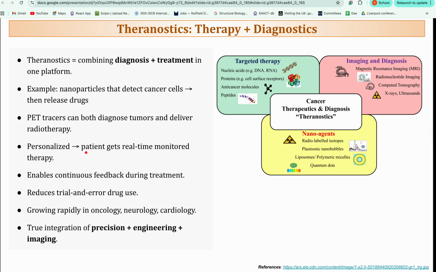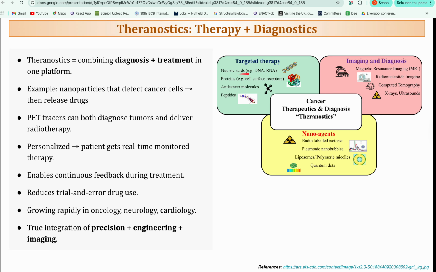They are personalized because patients get real-time monitored therapy, and it enables continuous feedback during the treatment. It reduces trial and error drug use and is growing rapidly in oncology, neurology, and cardiology through integration of precision engineering and imaging in this case. So this is theranostics in which we combine the diagnostics plus therapy.